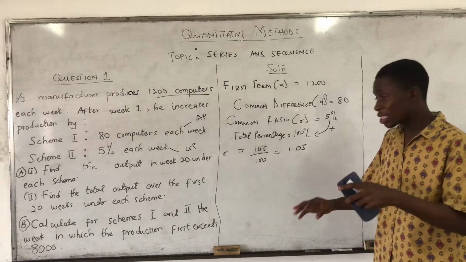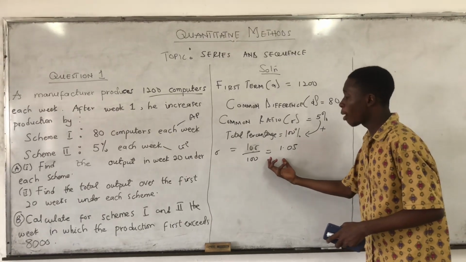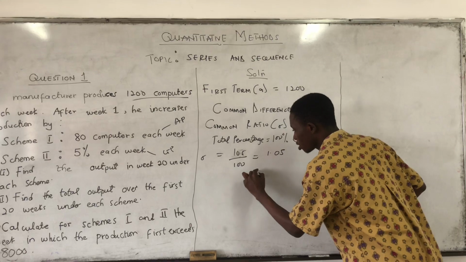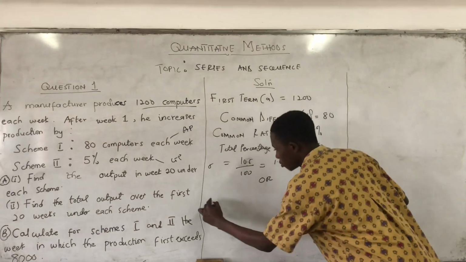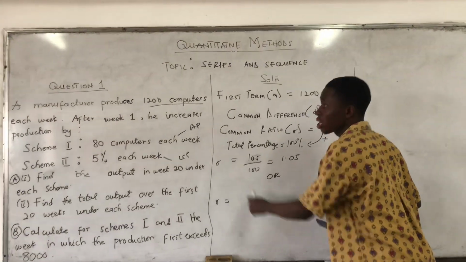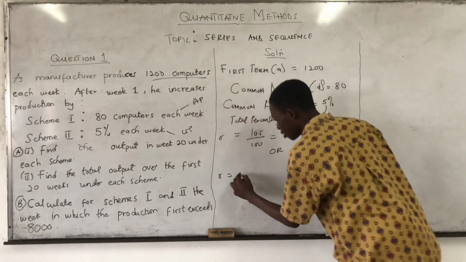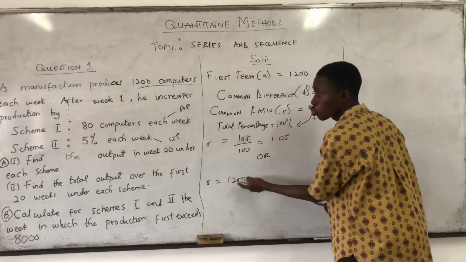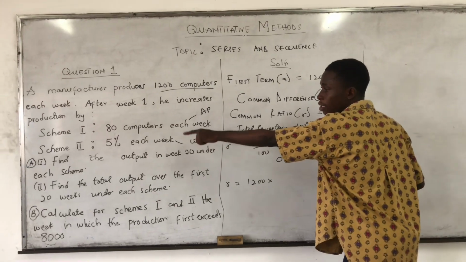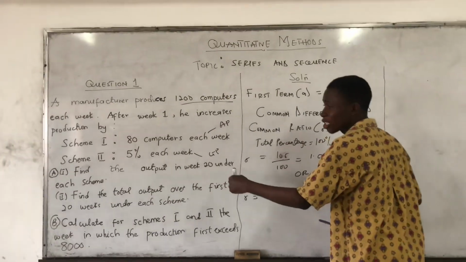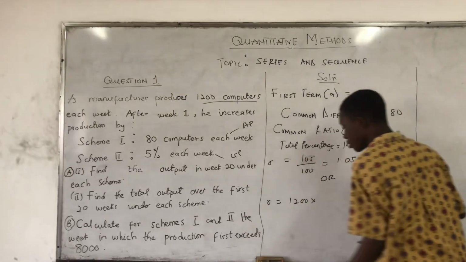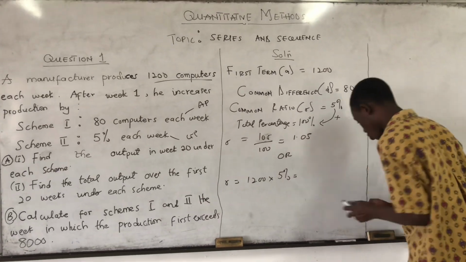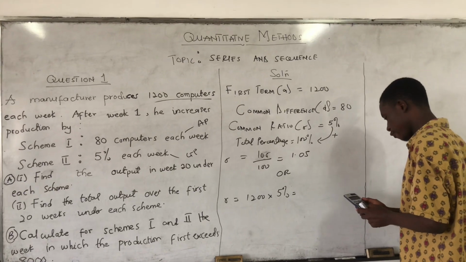We have another trick to identify that this is the common ratio, and let me teach you that trick as well. We have 1,200, the first term. I'm going to multiply my 1,200 by the percentage of scheme 2 that was given to me as my common ratio, 5%. So 1,200 times 5%. What do we get? 1,200 times 5.